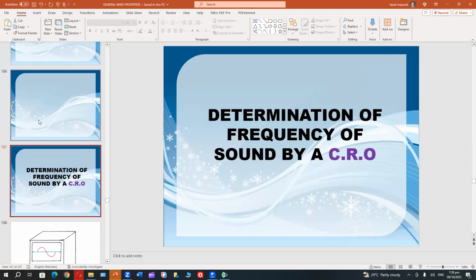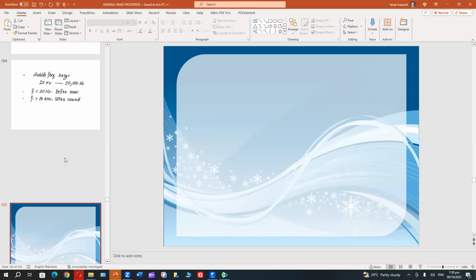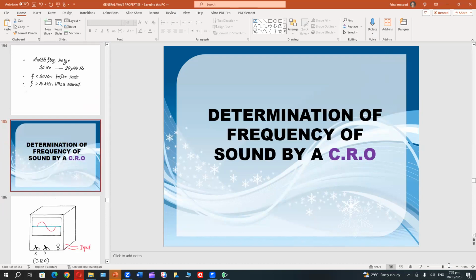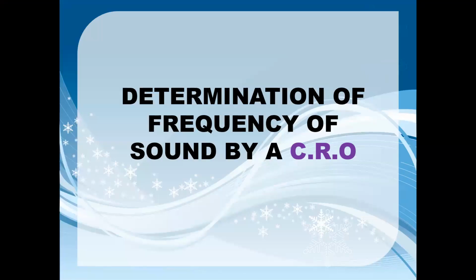So now give the new heading: determination of frequency of sound by a CRO. This is something we discussed when we were doing our first chapter, physical quantities. CRO was in our O level also. But this is a far away chapter. It comes here because waves are the most common subject for CRO. You have to copy this. Give this heading, our new heading.